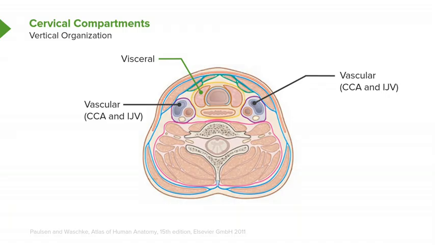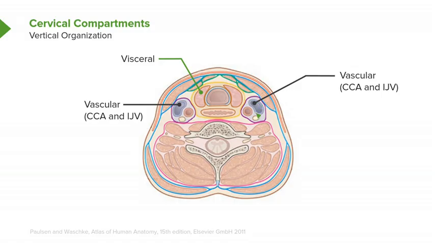Next, we have 2 vascular compartments. These are oriented more laterally. So we see one on the left side of the image here. We see the opposite one here on the right side of the image. Each one of the vascular compartments contains a pair of vascular structures.